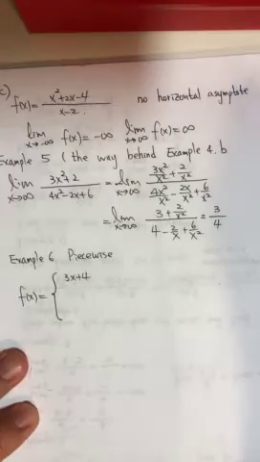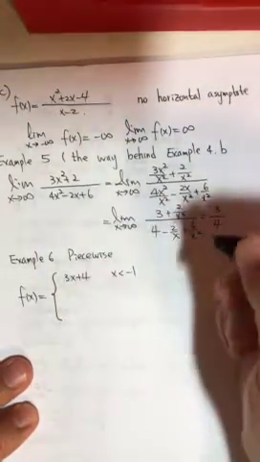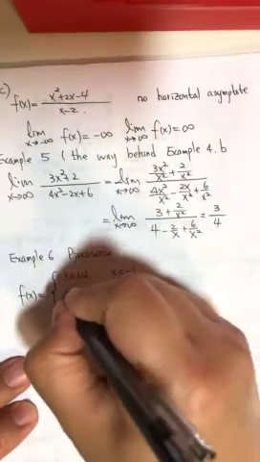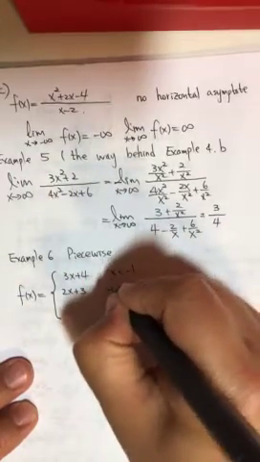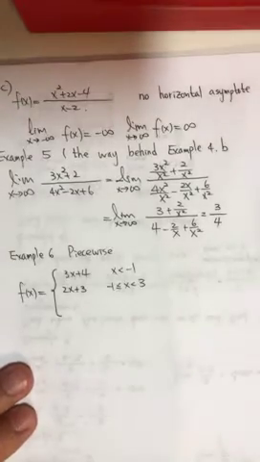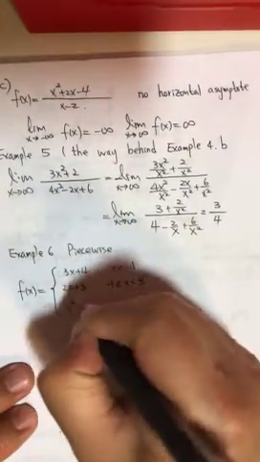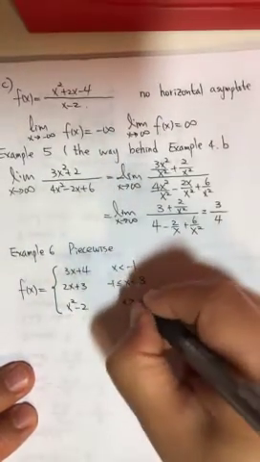For anything less than -1, the function is 3x plus 4. For anything between -1 and 3, it's going to be 2x plus 3. And then for anything greater than 3, it's going to be x squared minus 2.